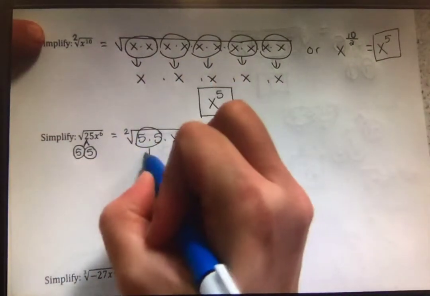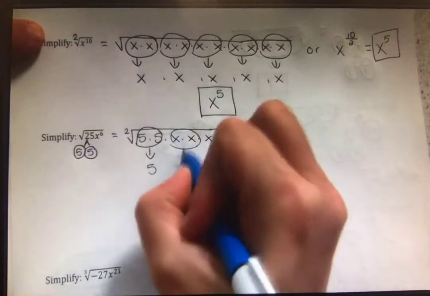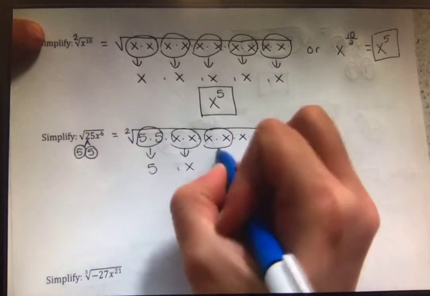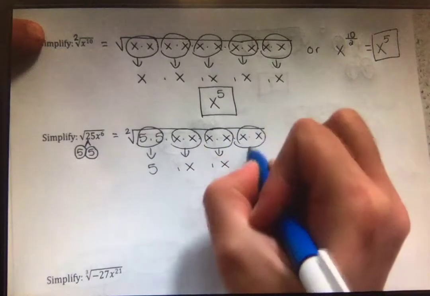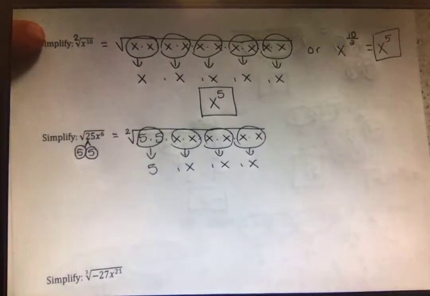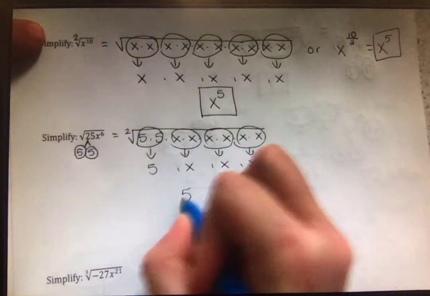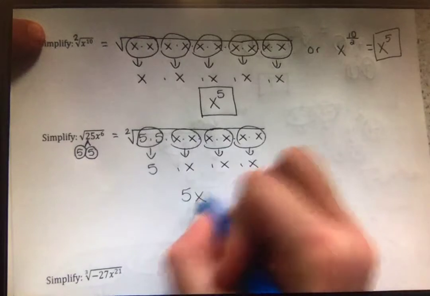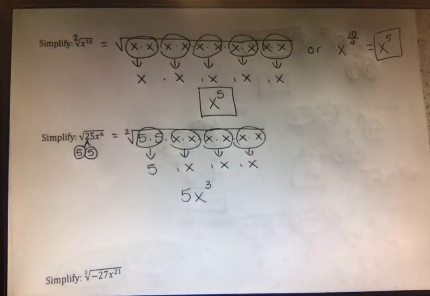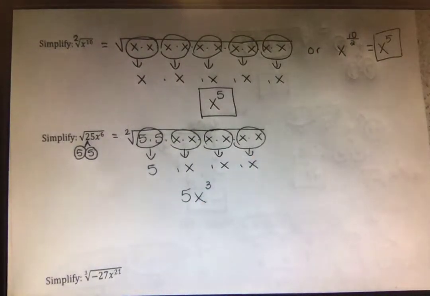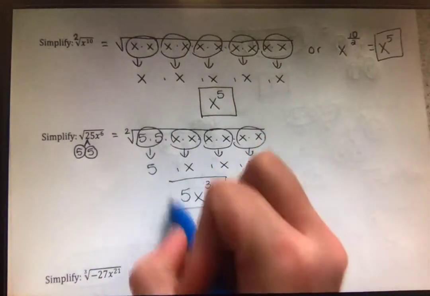So these two 5's are coming out of the radical. Those two x's are coming out. These two x's are coming out. And these two x's are coming out. So we're left over with 5 times x times x times x, which is x cubed. Nothing's left underneath the radical, so the radical's going to go away. So this is our final answer.